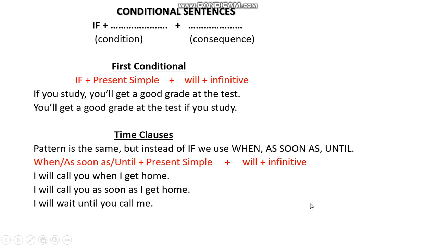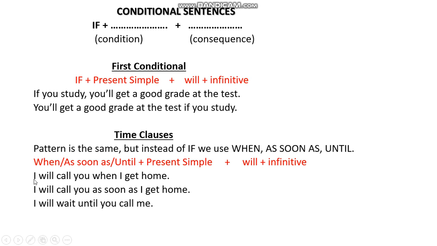Now, look at the time clauses. They have the same pattern as the first conditional, but instead of if, we use when, as soon as, until. You can use some other words, but now we are going to use only these three. So instead of if, you put when, or as soon as, or until, and after that you have present simple. And then in the next sentence, which shows the consequence, you have future.